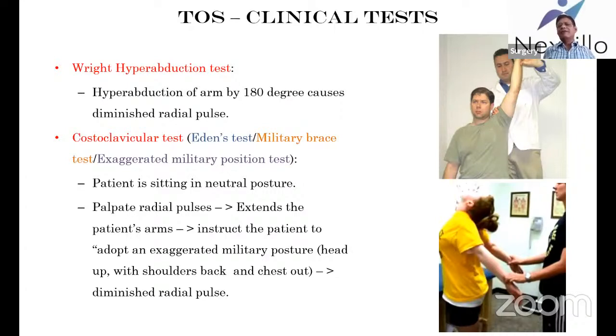If the patient is having thoracic outlet syndrome, then this is going to precipitate the clinical feature and the radial pulse is going to decrease. It will diminish. Okay. So this is our costoclavicular military brace or exaggerated military position test. Fine. So how to investigate it and how to manage it?